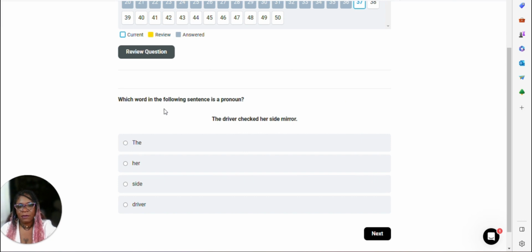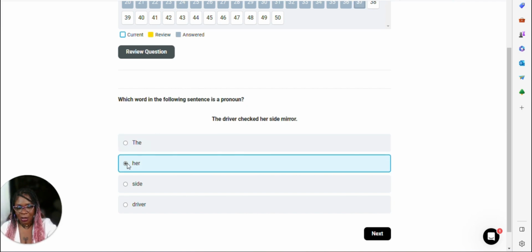Which word in the following sentence is a pronoun? "The driver checked her side mirror." Is it the? Is it her? Is it side? Or is it driver? So the answer for this one is going to be her. Her is a possessive pronoun, okay?